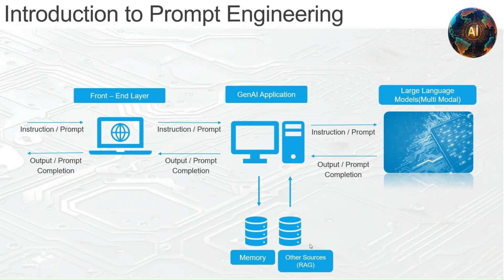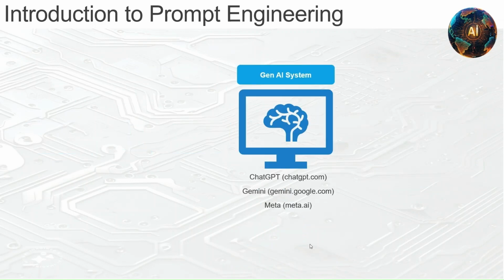Now, for simplicity, we will collapse all these layers into a single layer and call it a GenAI system. So, anytime we say a GenAI system, it has all these layers behind it. But from a prompt engineering perspective, we will treat the system as a whole. Examples of such GenAI systems are OpenAI ChatGPT, Google Gemini, or Meta's GenAI. We have also provided the URLs so that you can go to these systems and try those out yourselves. We will give an input or send a prompt to such a GenAI system, and we will get back the output or the prompt completion.